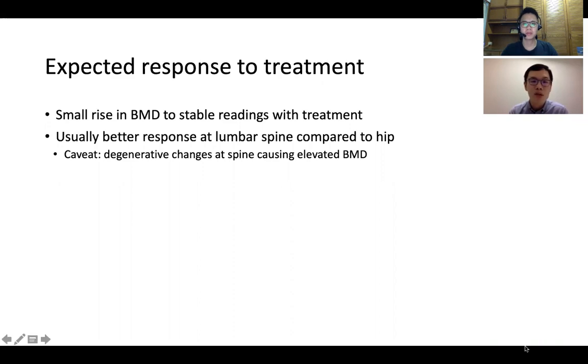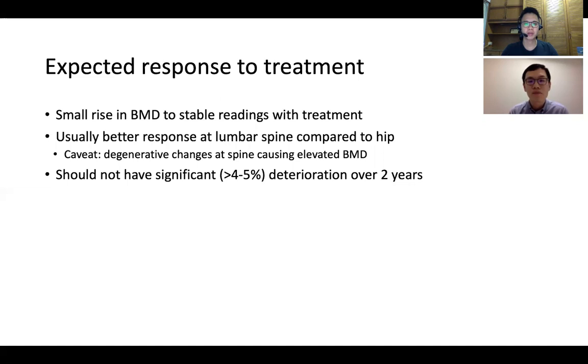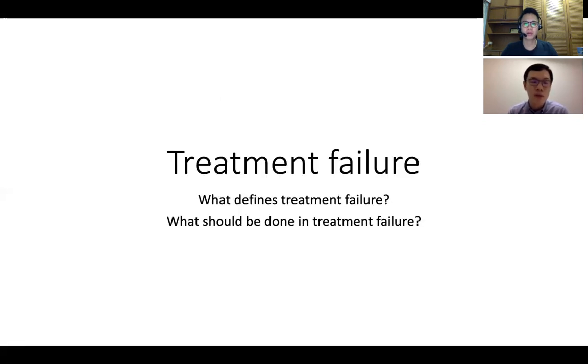And usually you see a better response at the lumbar spine because it's more trabecular bone, and that responds better to anti-resorptive treatment. So you shouldn't have any worse than 4 to 5% deterioration over 2 years. And I think we'll allude to that again when we talk about treatment failure.